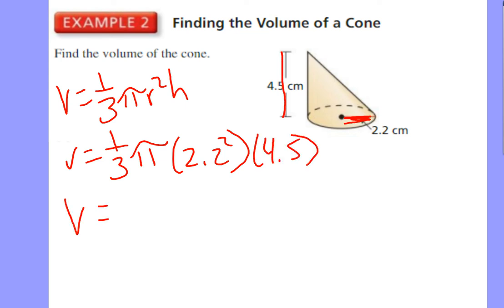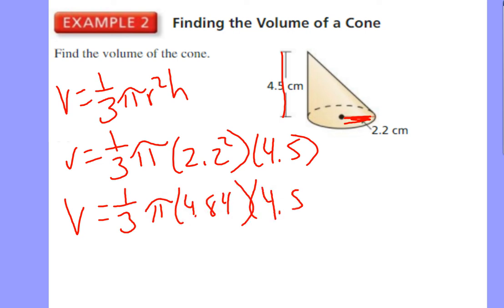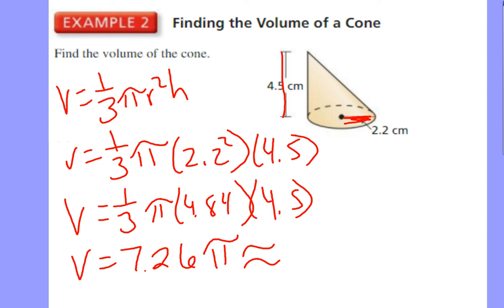And we've got to do 2.2 times 2.2, and we get 4.84. So 1/3 pi times 4.84, still times 4.5, and divided by 3. Volume is 7.26 times pi. And again, since we're already in decimals, I think it just makes sense to continue to put it in decimals. So let's multiply this by 3.14 and we get 22.8 centimeters cubed, back into cubed for volume.